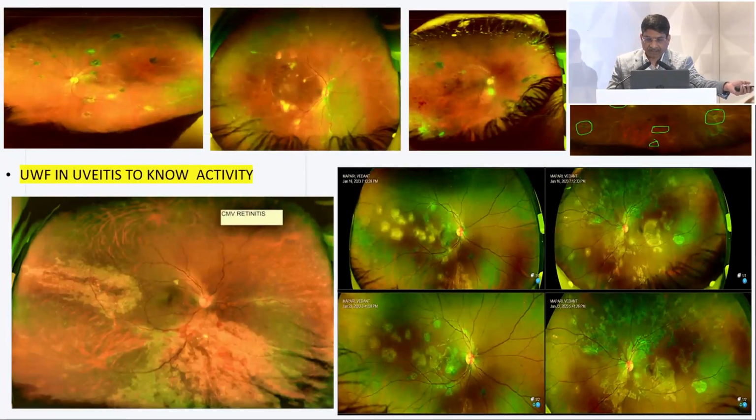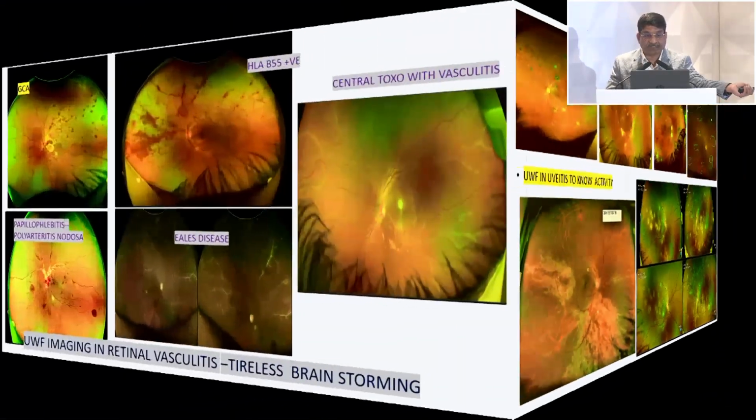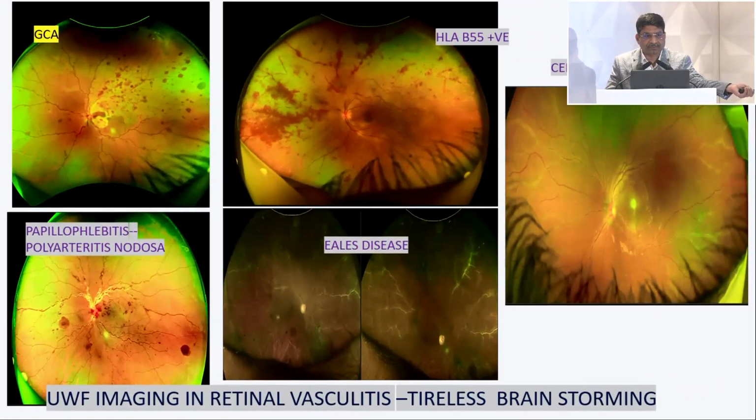Most of all, in cases of uveitis, pre-treatment and post-treatment documentation is very important. You cannot document each and every lesion, how many are active lesions and what are healing lesions, except on fundus wide field photography. Then there are several types of vasculitis cases which keep on coming.